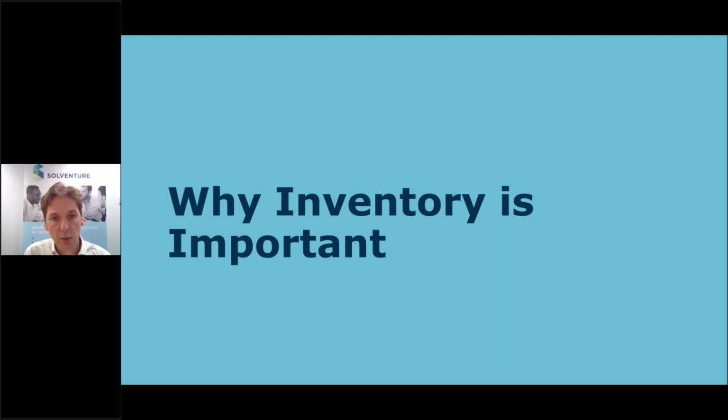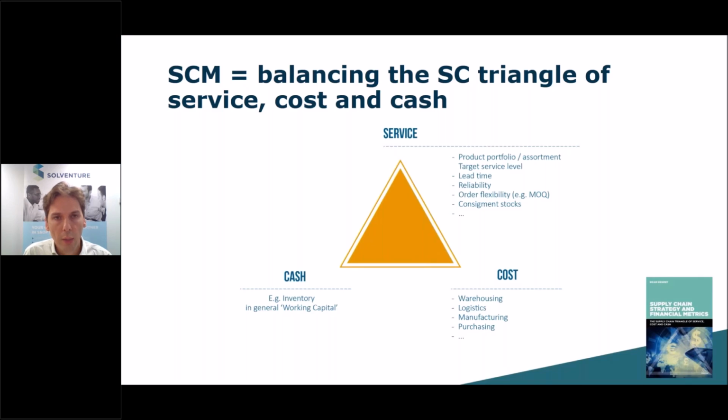So let's start with the question, why is inventory important, or why do we see that companies want to work on inventory optimization? Well, I will get back to a book I've written last year and which got published in May this year, and the book is here at the bottom right. The book is called Supply Chain Strategy and Financial Metrics. And in that book, the struggle with inventory is summarized by this supply chain triangle of service, cost, and cash.